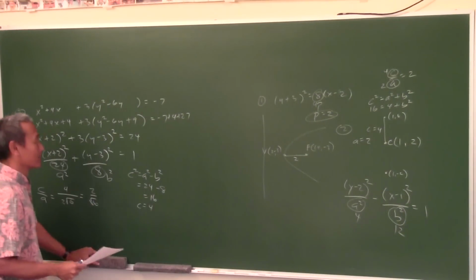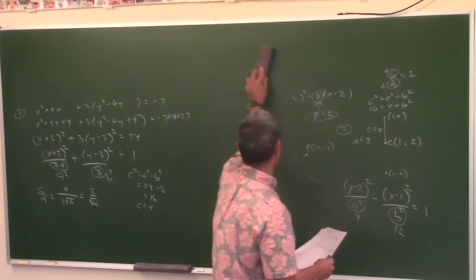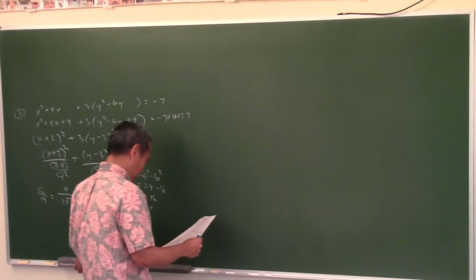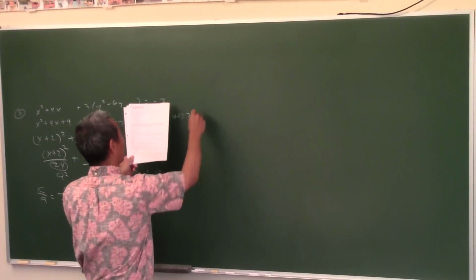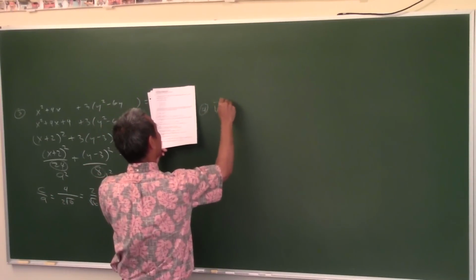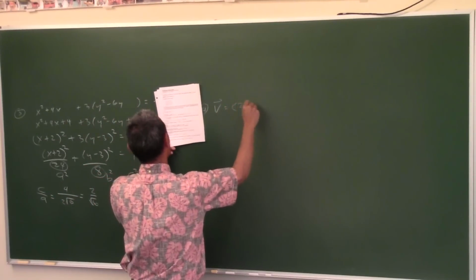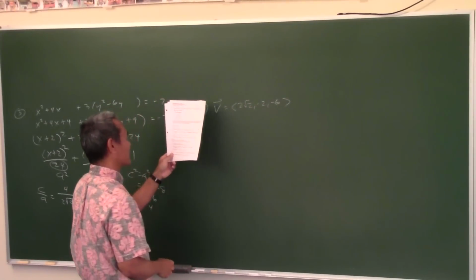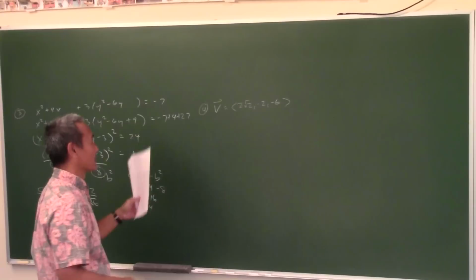Okay, next we got vectors. Okay, what do we got here? Number 4. Vector v is equal to 2 root 2, -2, -6. Find the angle v makes with the positive z-axis when the tail is placed at the origin.